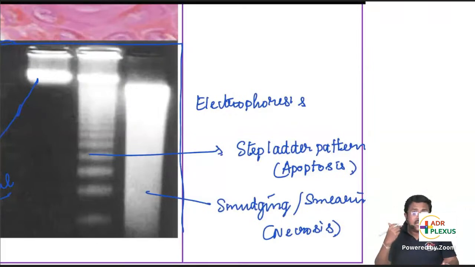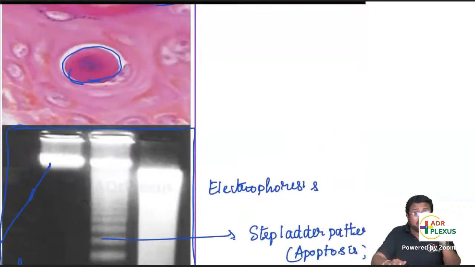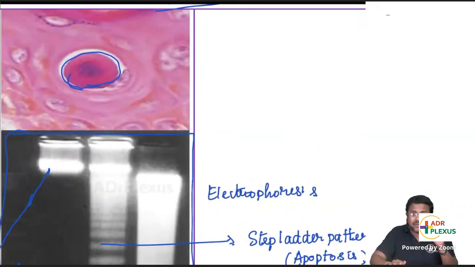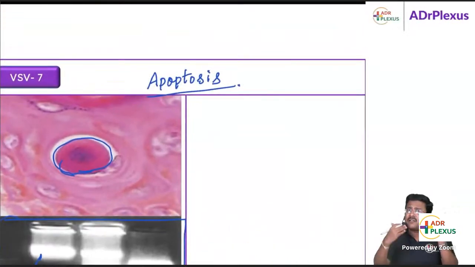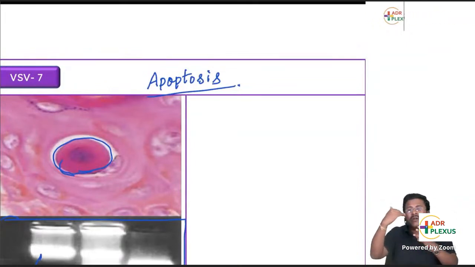So let us recollect what happens in apoptosis. Please remember the physiological causes of apoptosis, where apoptosis can occur. The question can be framed where they give you a clinical scenario and ask what pathological process is responsible for it.